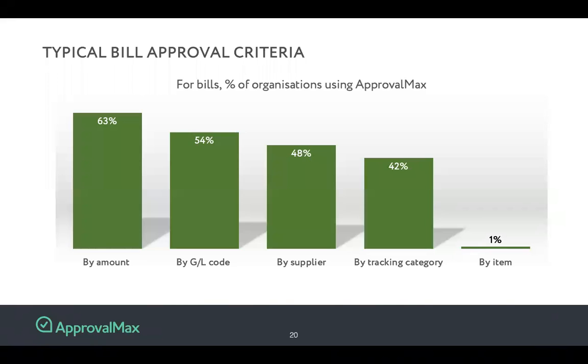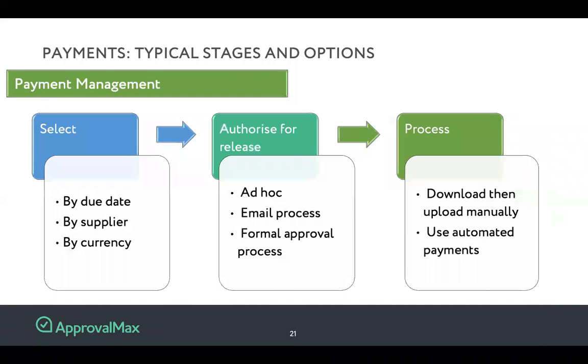And as you see, pretty much the same way as in the purchase order workflow, in the bill workflow we have lots of organizations that are using more than one criteria, not just amount, not just GL code, but a combination of them. And we can say that it is just a typical way to organize the workflow, implemented by lots and lots of organizations.